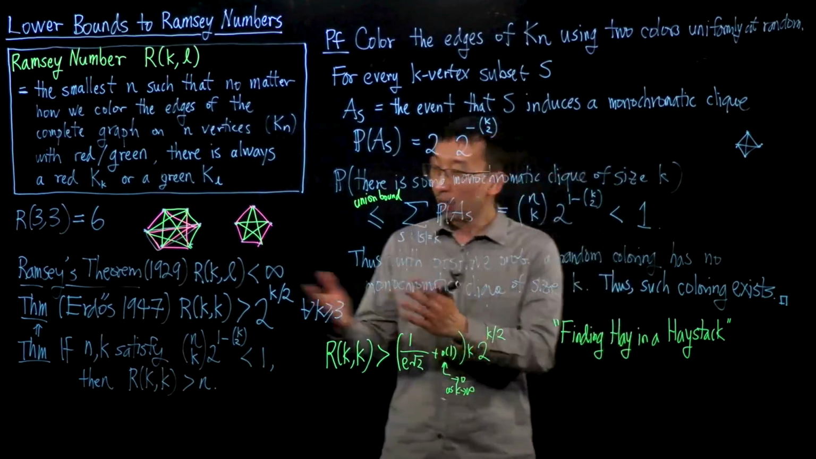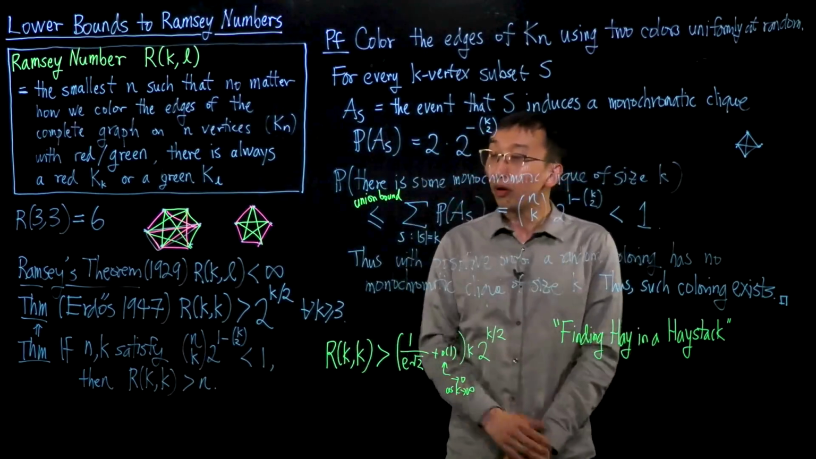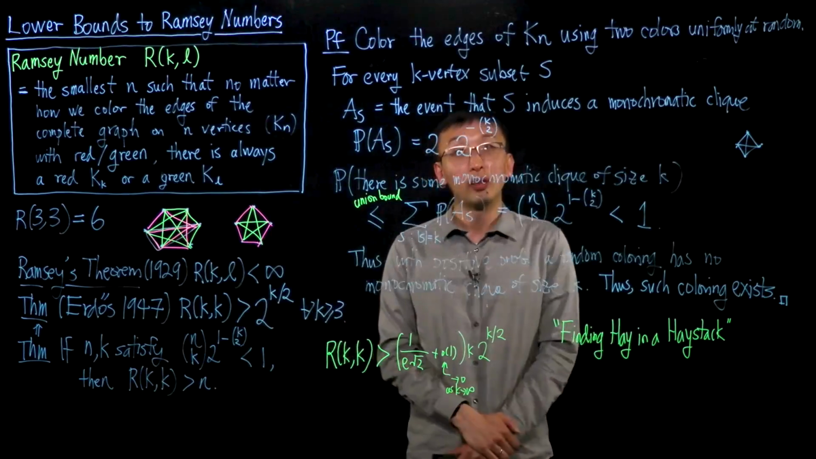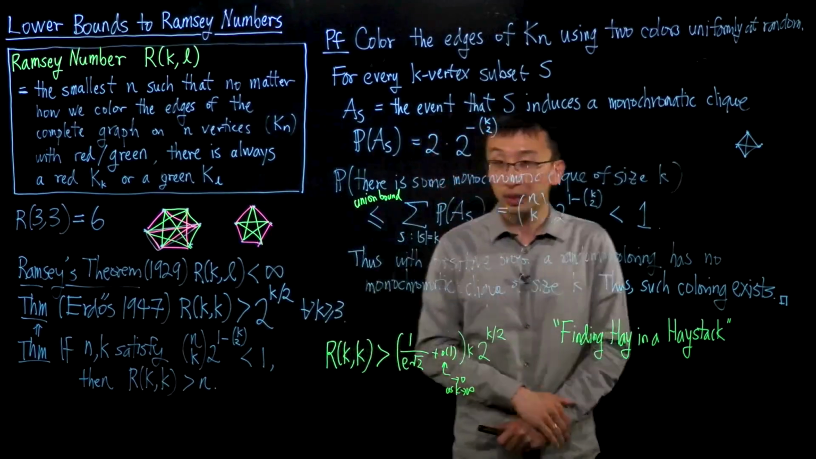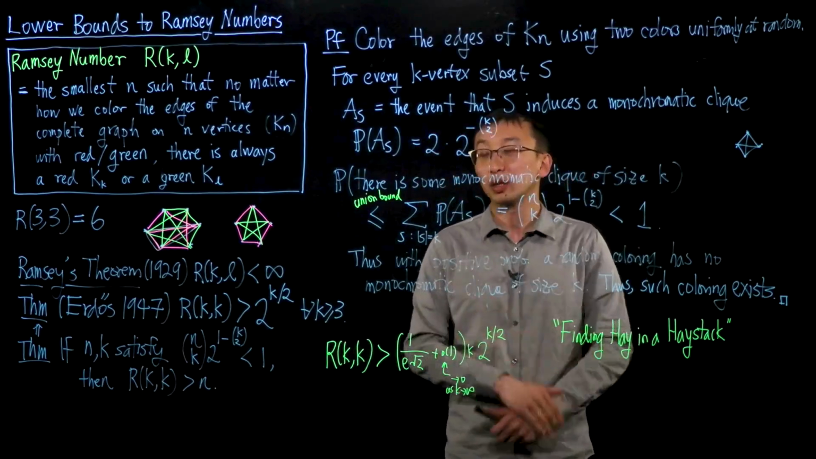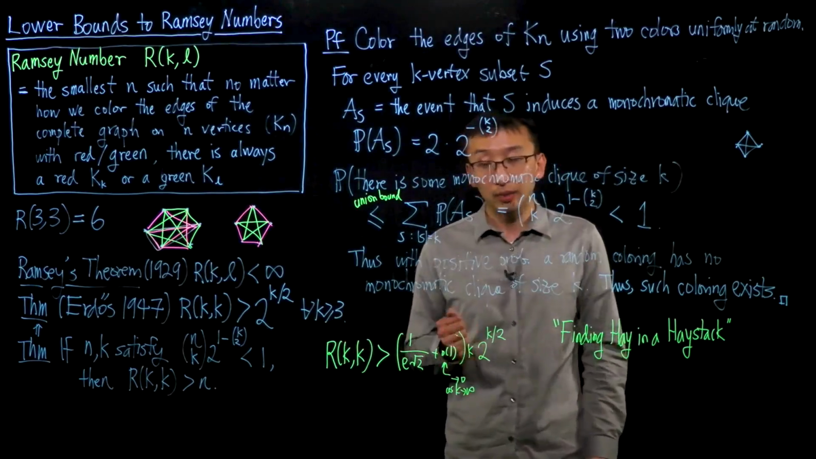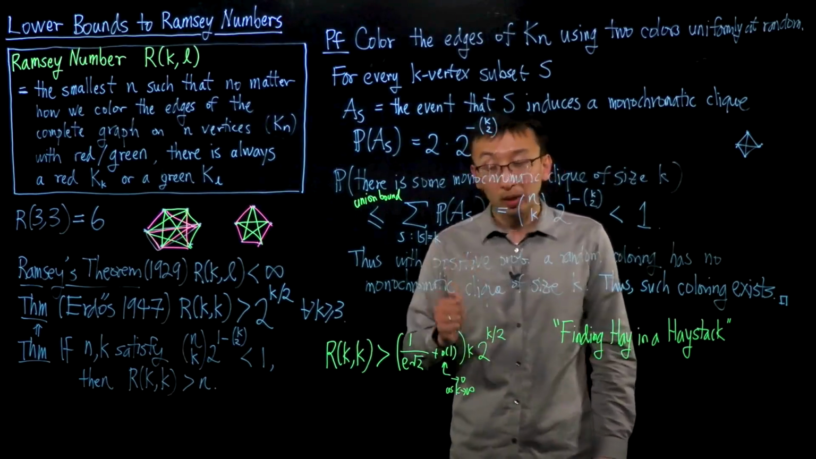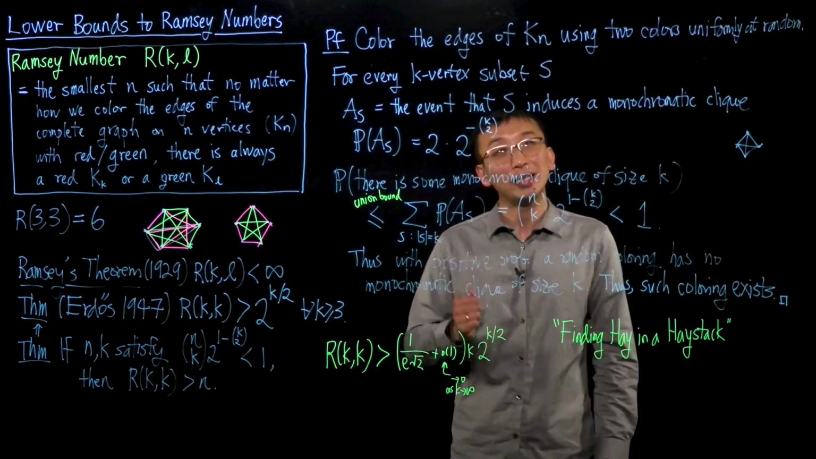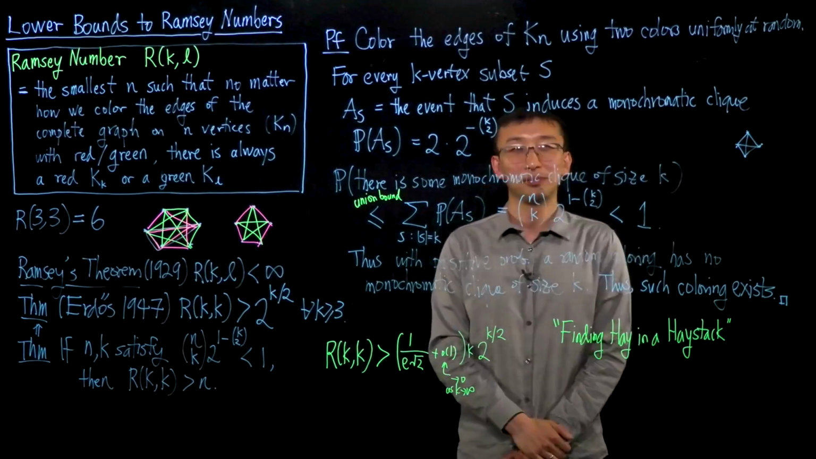So now you've seen a proof of Erdős's seminal result that gives a lower bound to Ramsey numbers. In the next two segments of this video, we will see a couple of refinements to this technique that allow us to get slightly better lower bounds by introducing new ideas to the probabilistic method.